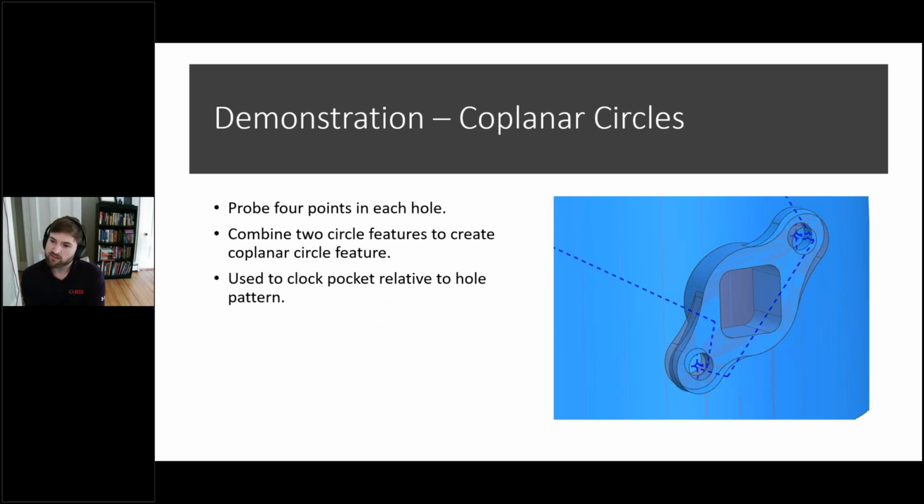Then we'll have another welded on lug here. And in this case, we have a pocket that needs to be clocked relative to a hole pattern. So we're going to probe that hole pattern, a couple of holes, create a couple of circles, and automatically adjust that pocket to match that hole pattern.